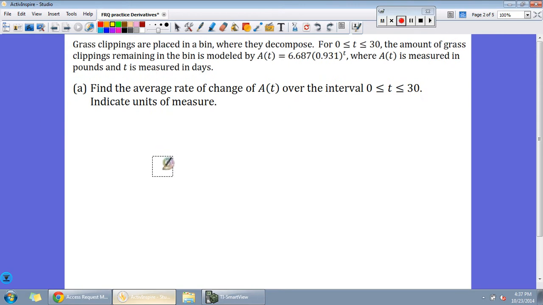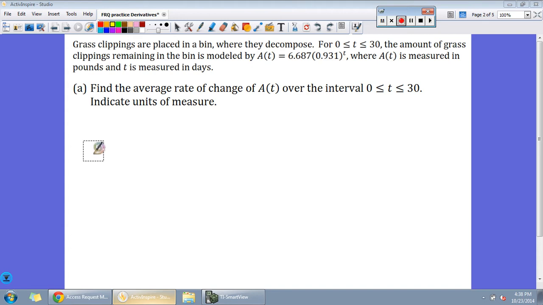Alright, we got grass clippings, they're placed in a bin, they will decompose. This is going to happen from 0 to 30 days. And the amount of grass clippings remaining in the bin is modeled by this exponential equation. A of t is measured in pounds and t is measured in days. Find the average rate of change of A of t over the interval from 0 to 30. Indicate units of measure. Alright, average rate of change is very easy.